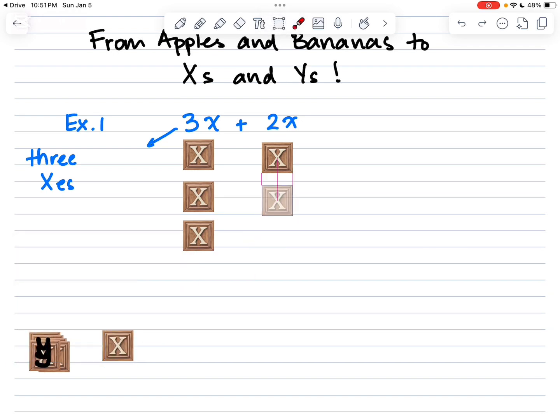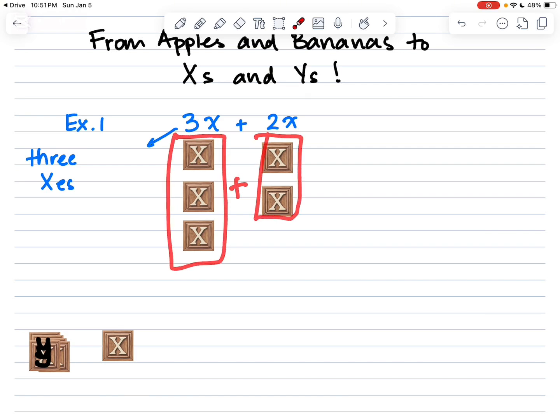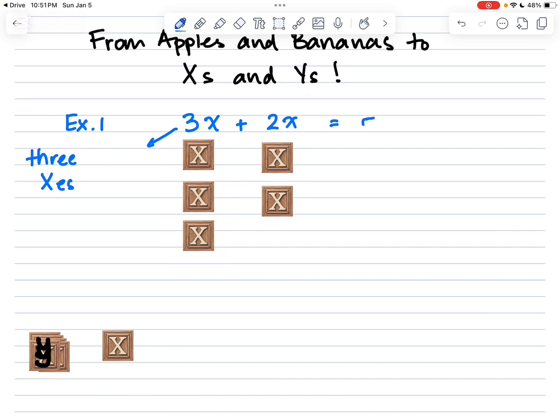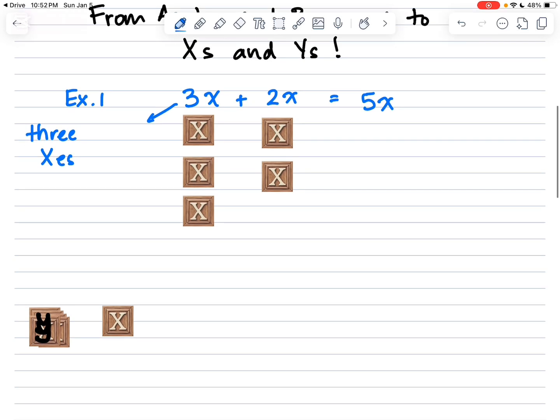1 and 2. And so the question then becomes, well, what do I have now? So not memorizing math, but thinking about it logically. If I have 3 x's and I add 2 more x's, well, what do I have? I have 5 x's. So that's all it is when you're dealing with letters that aren't A and B.